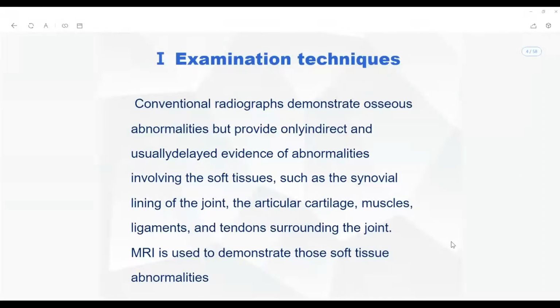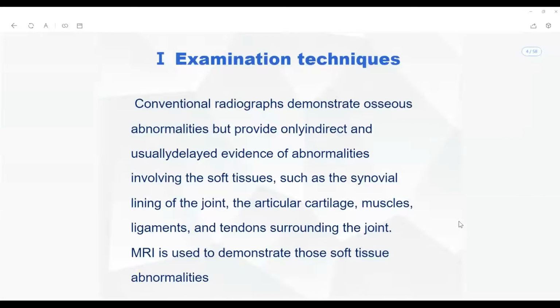Conventional radiographs generally demonstrate osseous abnormalities. I told you the diagnosis is joint abuse, overuse. They demonstrate osseous abnormalities, but only provide indirect and usually delayed evidence of abnormalities involving the soft tissues, such as the synovial lining of the joint, articular cartilages, muscles, ligaments, and tendons surrounding the joints. Unless there is a lot of abuse or insult to the joint, such abnormalities may not be evident on a plain X-ray.